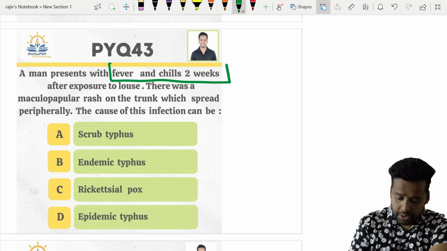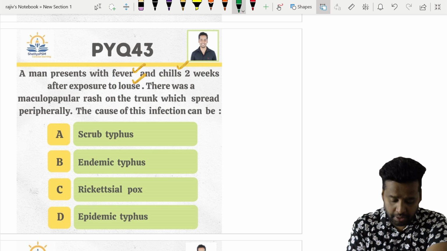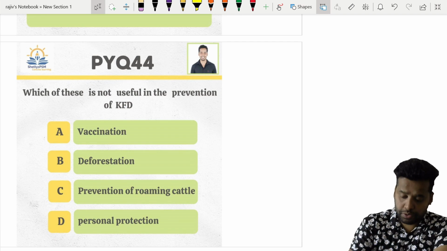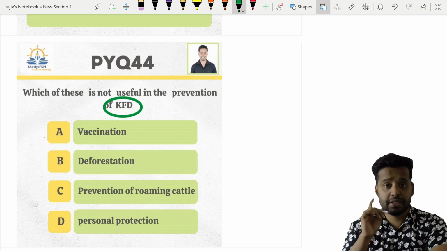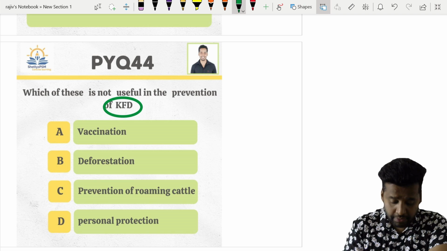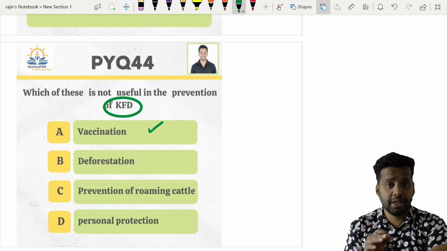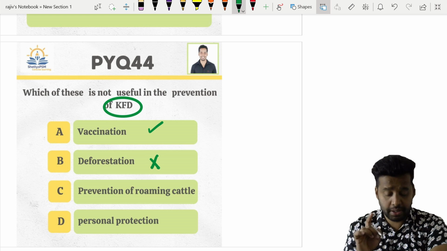Fever, chills after exposure to louse. These are the keywords. The answer is epidemic type. Which is not used for preventing Kyasanur Forest disease? As you can see, the vector is hard tick, which is responsible for KFD in India. Vaccination is effective in endemic areas. Killed vaccine is advised. Deforestation should not be done.